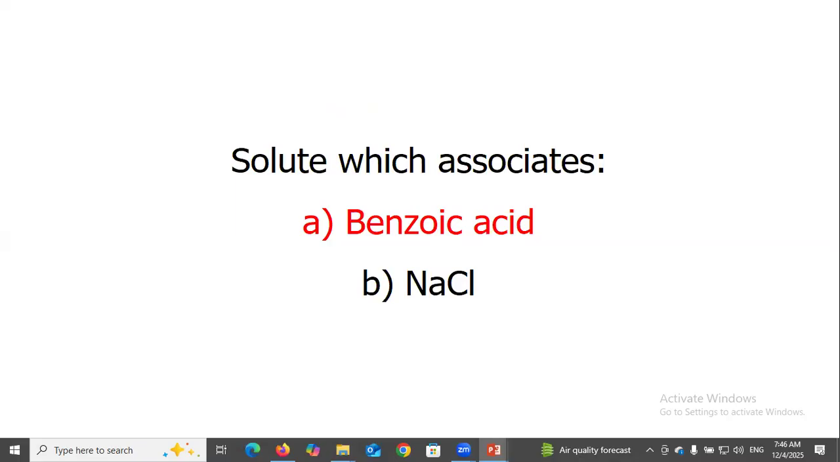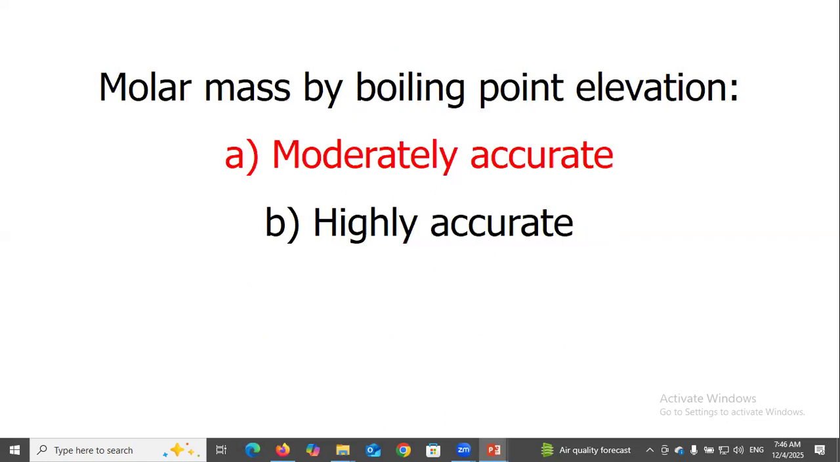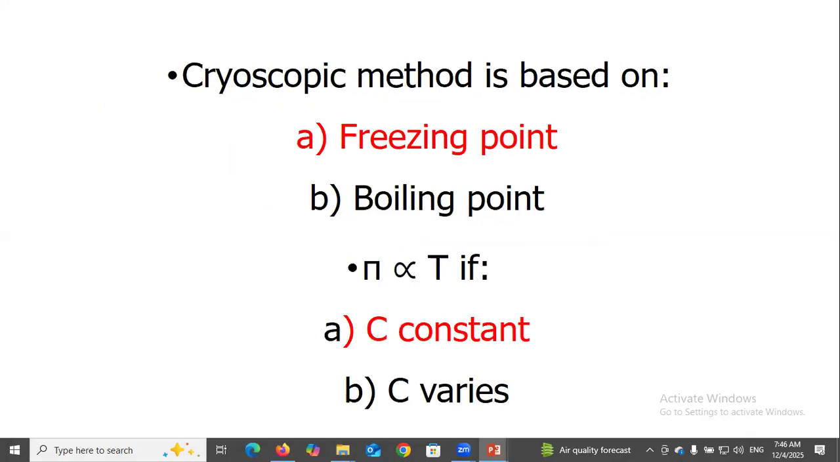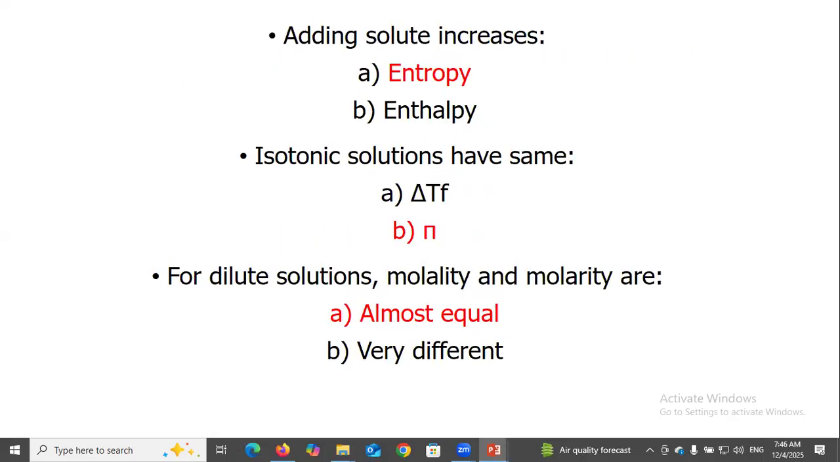Solutes which associate include benzoic acid. Electrolytes have a higher colligative effect. A non-volatile solute always lowers vapor pressure. Molar mass by boiling point elevation is moderately accurate. The cryoscopic method is based on freezing point. Pi is proportional to T if C is constant. Solvent vapor pressure at the boiling point is lower. In a hypertonic solution, solvent flows out of the cell. Adding solute increases entropy. Isotonic solutions have the same pi.